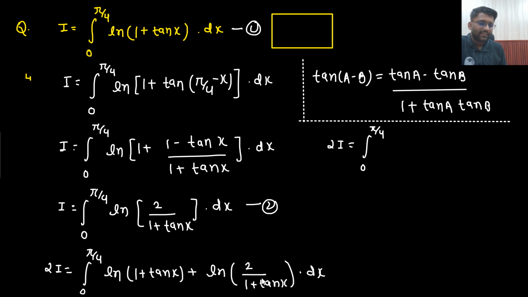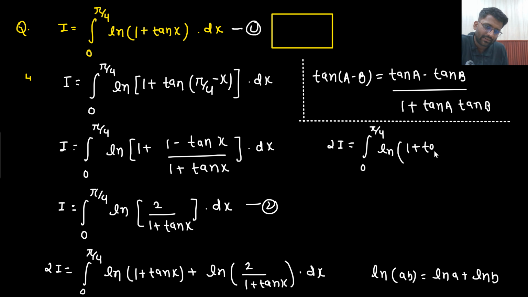Now ln a plus ln b. Here what is the scenario? Ln a plus ln b, that would be ln ab. Like ln a into b is nothing but ln a plus ln b. So just multiply both of them. What you are getting? ln 1 plus tan x multiply with 2 upon 1 plus tan x dot dx. This 1 plus tan x, 1 plus tan x will get cancelled out. ln 2 will come outside. 2i equals to 0 to pi by 4 ln 2 dot dx. Right?